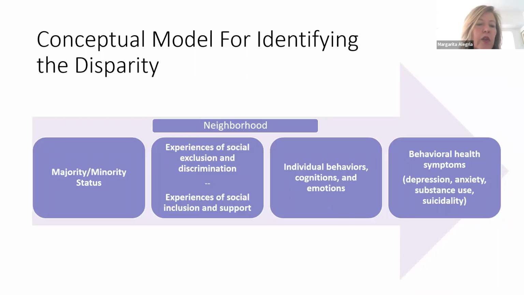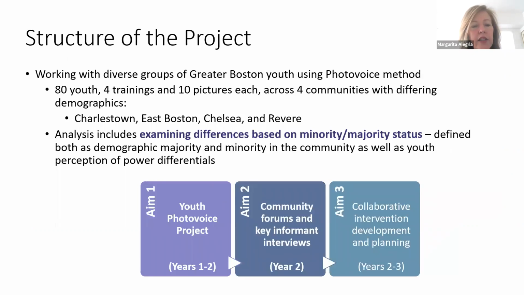So as I said, we use this very simple conceptual model for trying to identify where the disparities we were seeing in increased rates of mental health and substance use were generated from. What were the experiences of social exclusion and discrimination, or experiences of social support and inclusion, and how did the youth, and this is where Photovoice is so great, tell you about the cognitions, about behaviors, about how people are feeling those experiences. And from there, you can understand where the depression, anxiety, substance use, or suicidality is generated. So here we went with 80 youth.